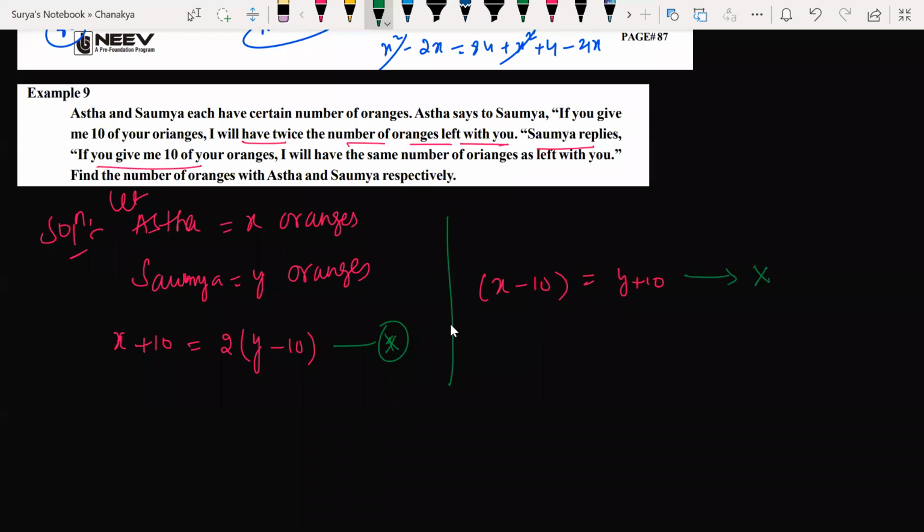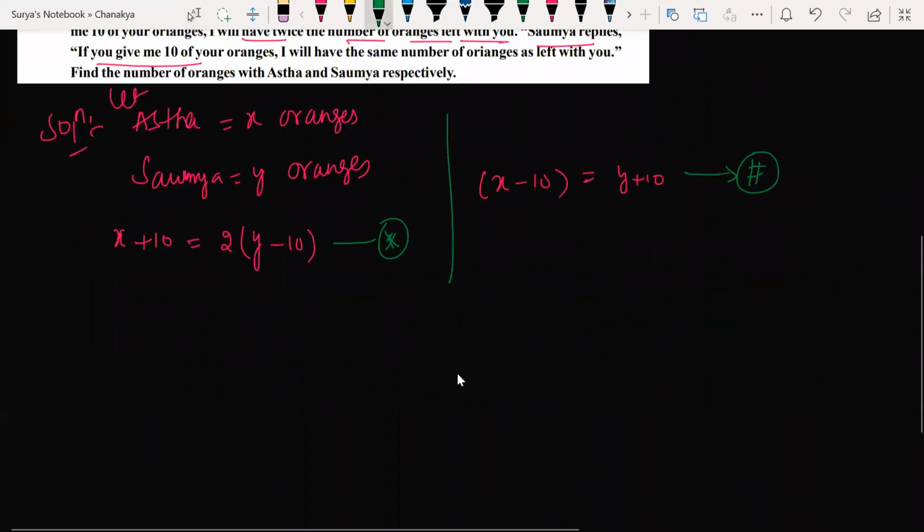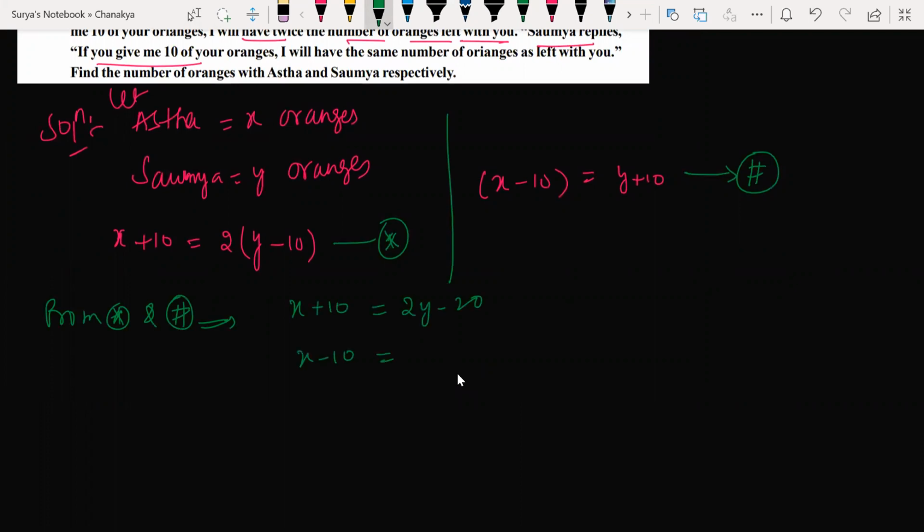Let us take this as hashtag. So solve from star and hashtag, we can check x plus 10 is equal to 2y minus 20, and x minus 10 is equal to y plus 10. Solving these two, we can subtract this. Plus, minus, minus, this will be cancelled. 20 is equal to y minus 30. So y is equal to 50.